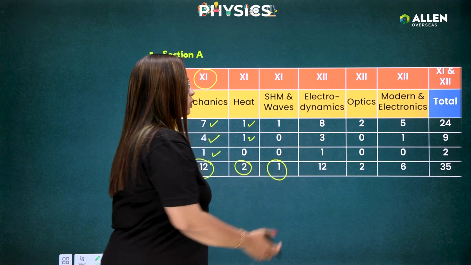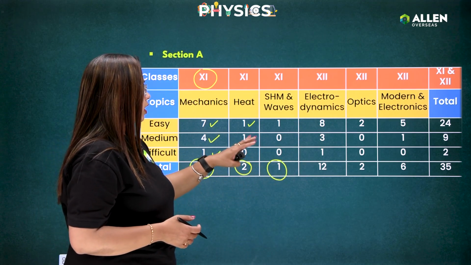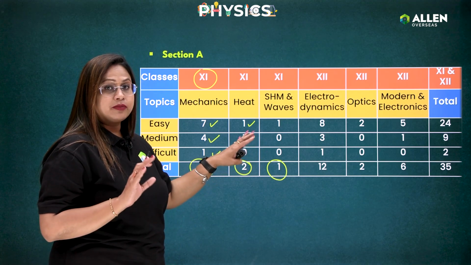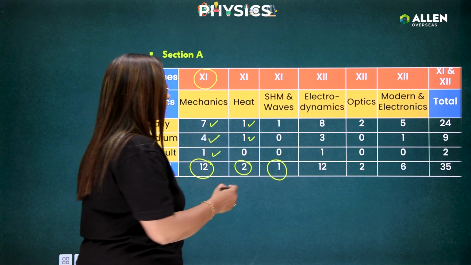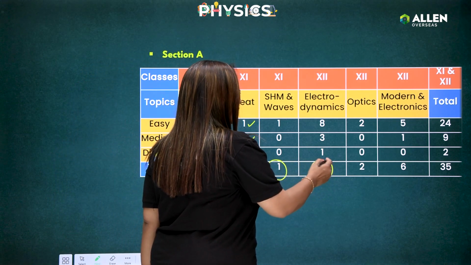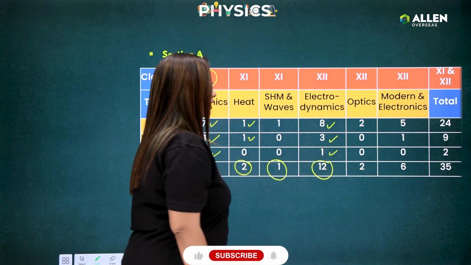Now, as we know that the number of questions was more from class 12th, so from electrodynamics, which is believed to be the most important chapter and the lengthiest part of class 12, we got 12 questions, and out of that 12, 8 were easy, 3 were moderate and 1 was difficult.